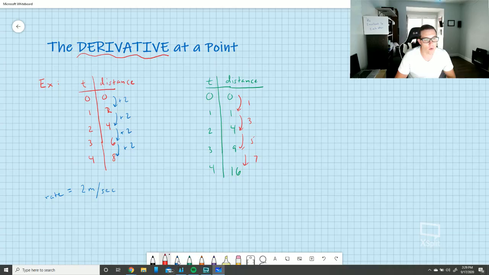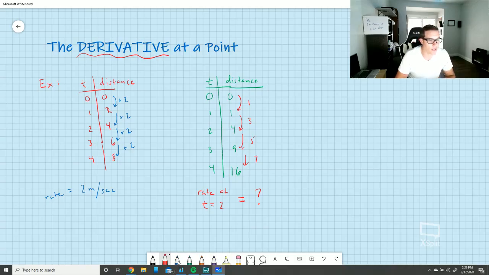From 0 to 1, I traveled 1 unit, and from 1 to 4, I traveled 3. So I was never going the same rate. I was speeding up the entire time. So if I asked you for something like my rate at a specific point in time, that's an important question. I want to know how fast was I going at a moment in time.